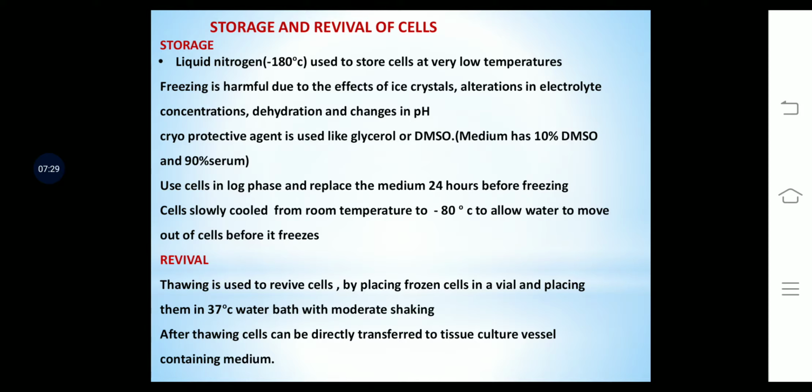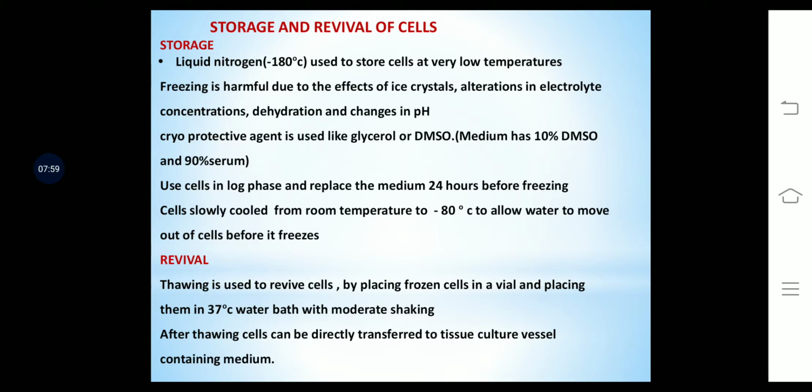Usually we take cells in the log phase, because there they grow in an exponential manner, and we replace the medium 24 hours before freezing. So the lag phase will be over and cells will all be in the log phase. Then cells are slowly cooled to minus 80 degrees Celsius before you take them to very low temperatures, because water gently moves out of the cells before it freezes.